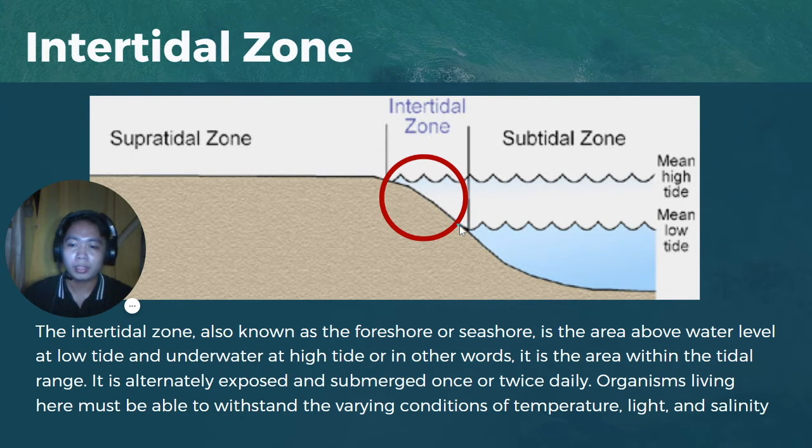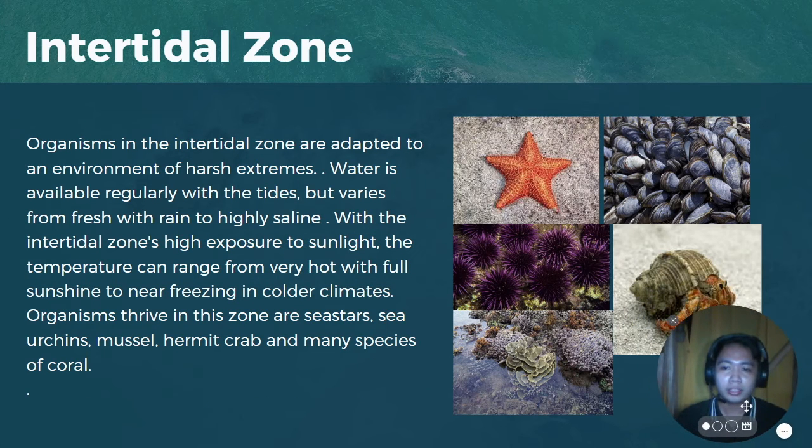So it is alternately exposed and submerged once or twice daily. Organisms living here must be able to withstand the varying conditions of temperature, light, and salinity because of the changing environment. So organisms in the intertidal zones are adapted to an environment of harsh extremes. Water is available regularly with the tides but varies from fresh water with rain to highly saline.